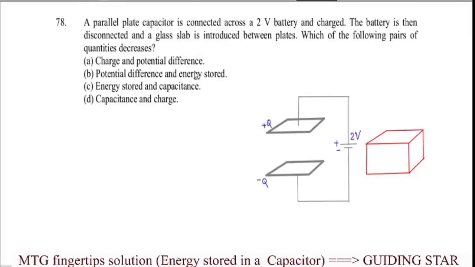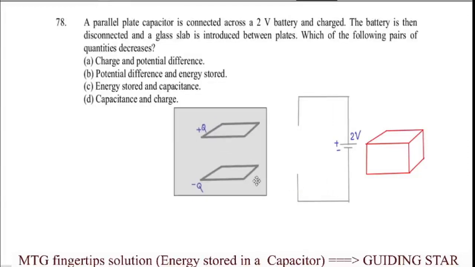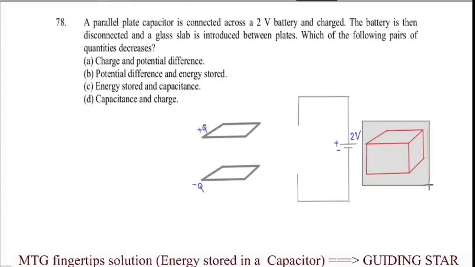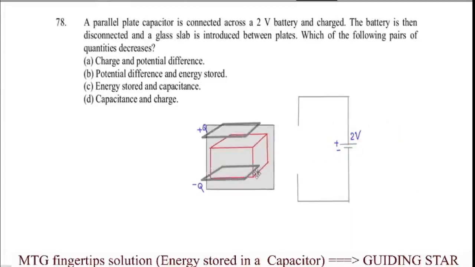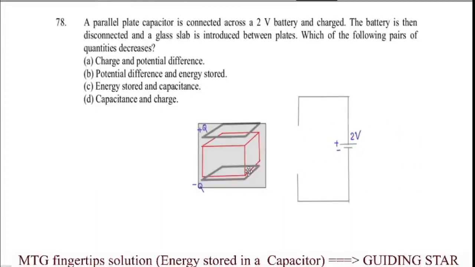Right now what will happen, we'll disconnect this charged capacitor. These charged plates are disconnected right now, and after that we'll introduce this glass slab. Just think that this is a glass slab which is now introduced between the plates. Then which of the following pairs of quantities decreases?